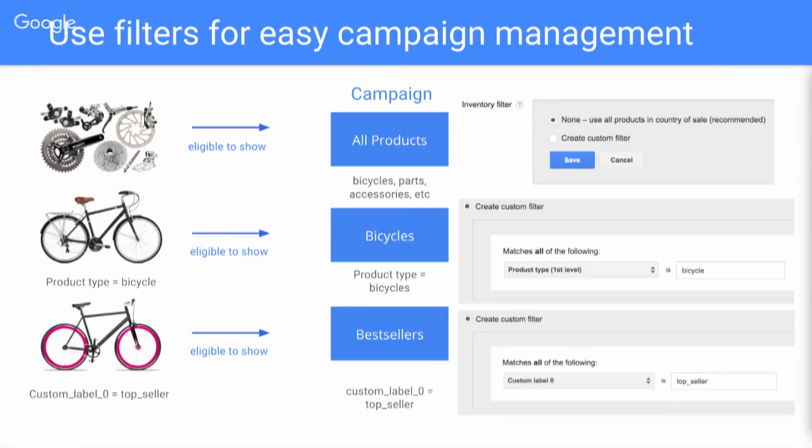And then finally, we can filter based off of your top sellers. So this nice red bike has really been proving to do really well. So we want to make sure that we're bidding higher on that product to maximize for conversion. So you would create a custom filter, let's say custom label 0, and have that equal top seller so that you can add that filter and adjust your bids accordingly.